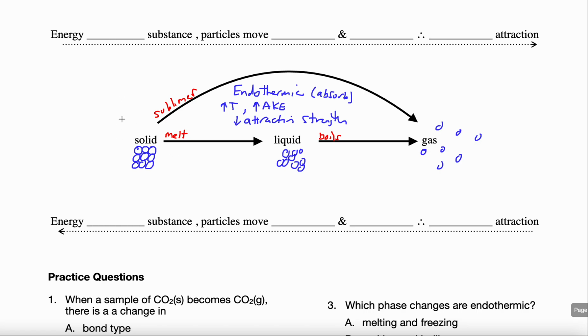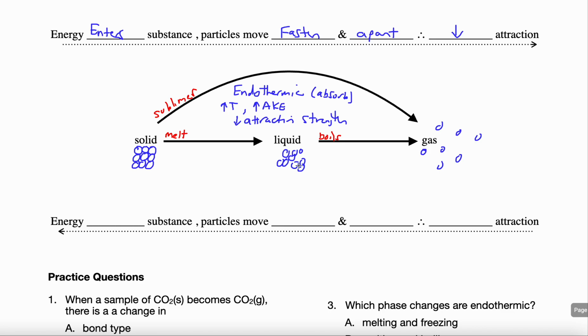So let's just take a look. So let's fill in these blanks. So if we follow the arrows, the energy enters the substance, which means our sample absorbs the energy, so it's endothermic. The particles start to move faster, and they start to push apart from each other. And as a result, we see a decrease in their attractions. So there's more disorder and moving apart.